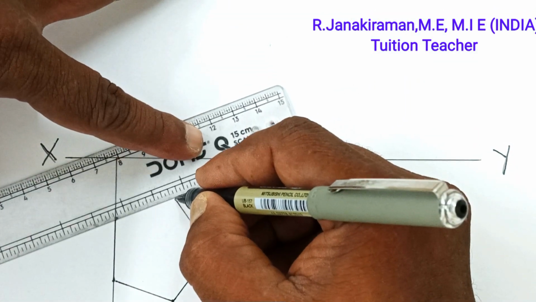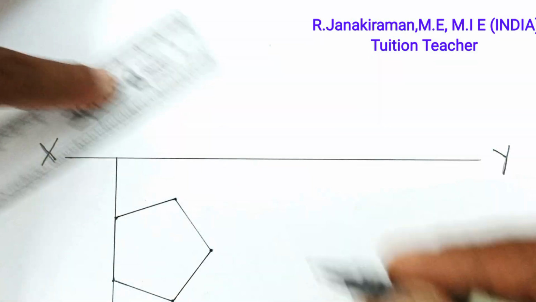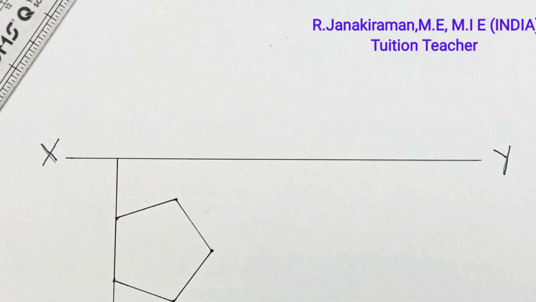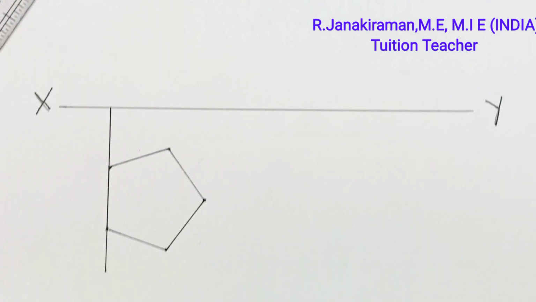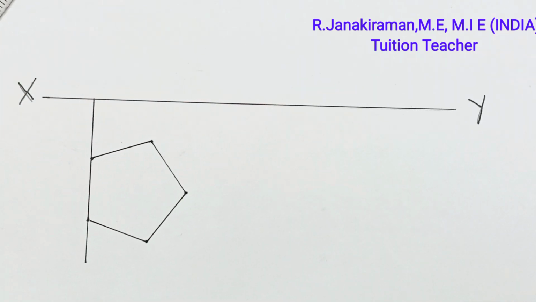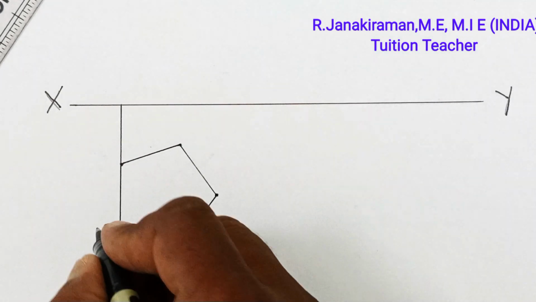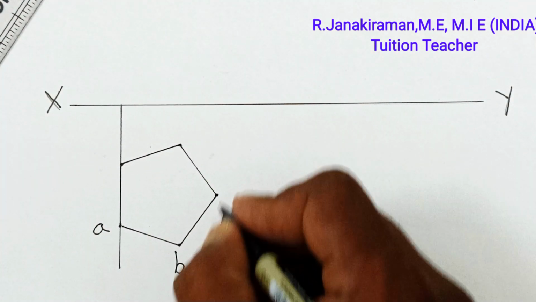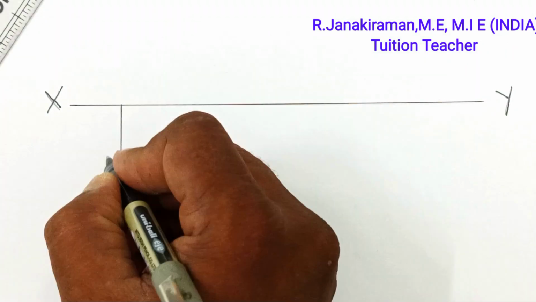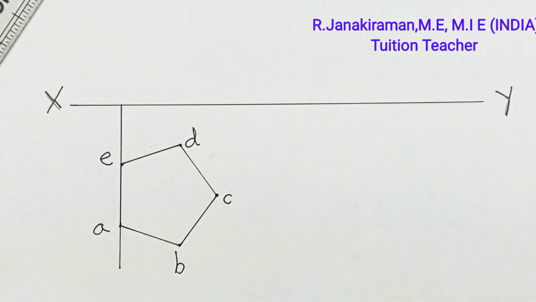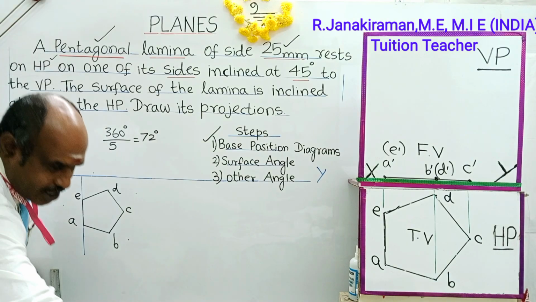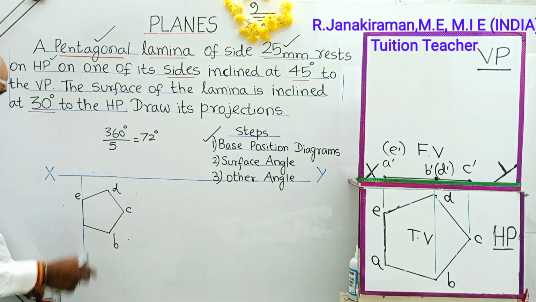So this is the shape of the pentagon obtained. The corners are marked as A, B, C, D, E. Understand? This is a way of drawing using a template. The size of the pentagon is taken as 25 mm, or 2.5 centimeter.